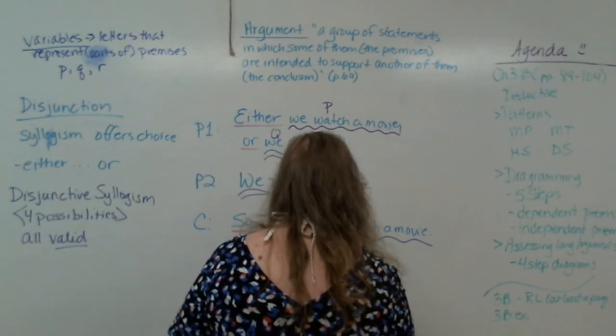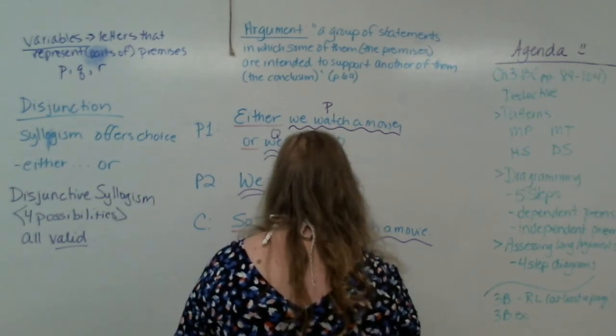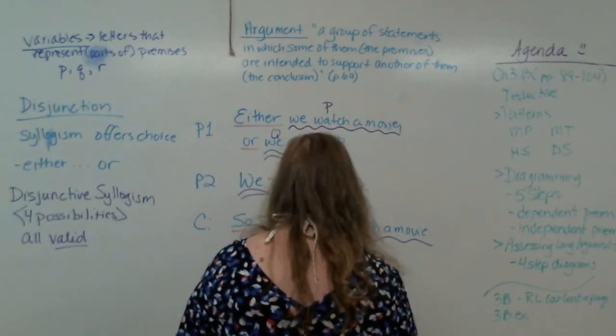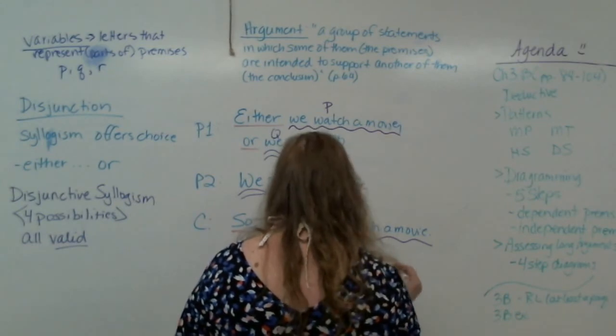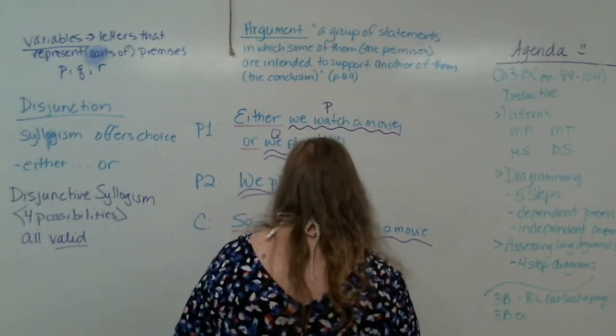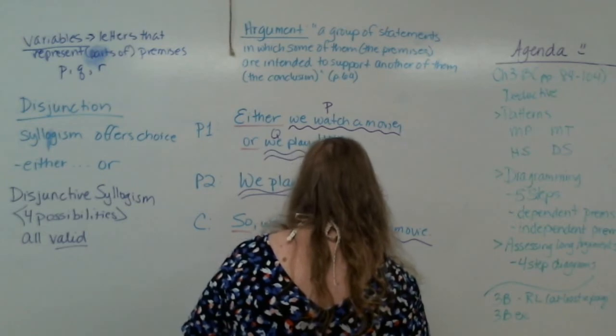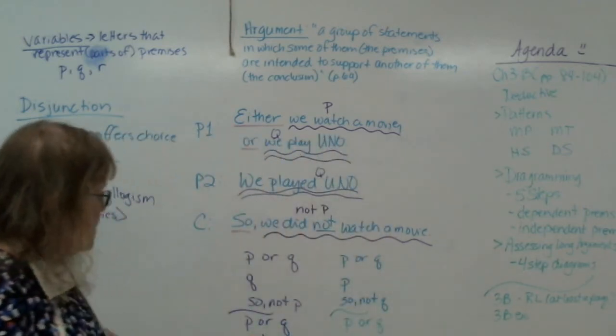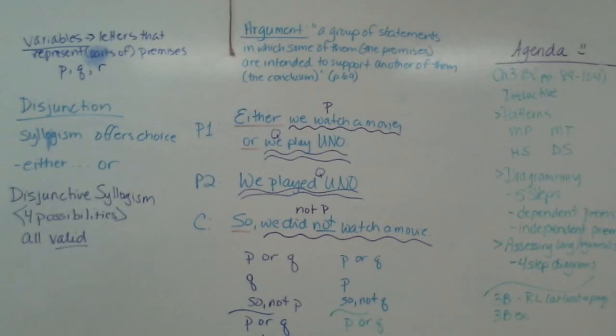So, okay, the last one always again starts out P or Q. Okay, our negative here, not P. We are not watching a movie. We don't have that kind of time. So Q. Okay, so you have 4 possibilities. Any one of these 4 is valid. All of these are valid. Okay, all the time. So not too horrible. A little weird, but not too horrible.